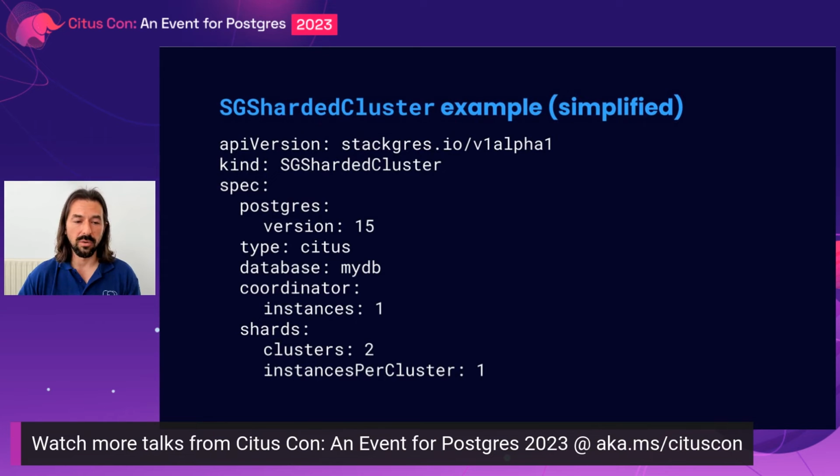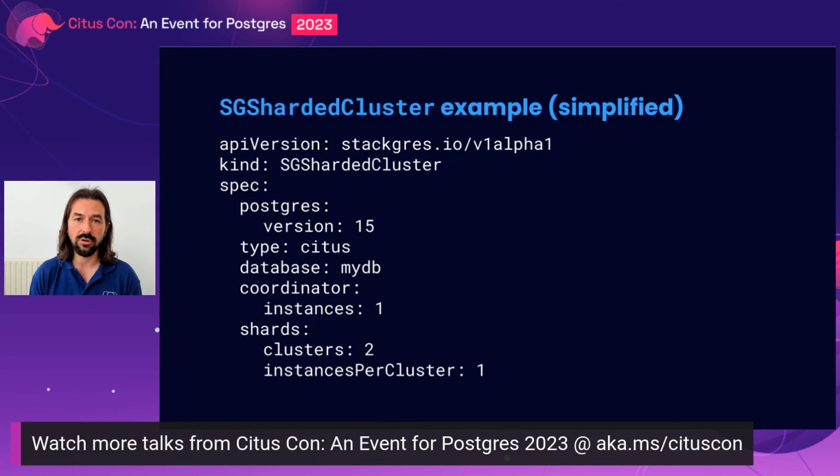So here you need to specify an SG sharded cluster. And you specify in the metadata section the name and the namespace, and then under the spec section, you can specify the Postgres version, the type of sharding, which is now Citus supported, the database where the extension will be created, and then a section for the coordinators, one for the shards.